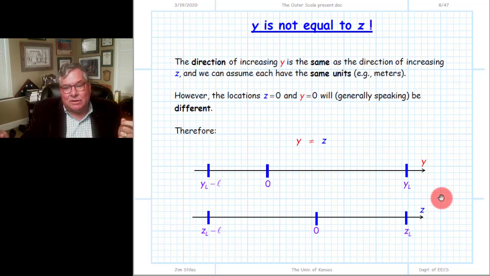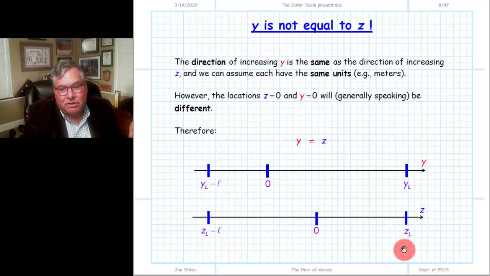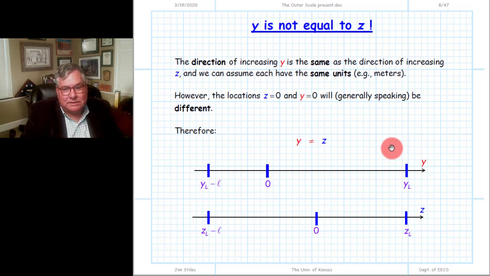So, assuming that we have defined and indexed z for a transmission line problem, such that z is increasing as we move to the load, we find that this index y on our outer scale that we're discussing now has that same property: as y increases, we're moving toward the load, and that's why the transmission line says distance toward the load, or denoted that way.